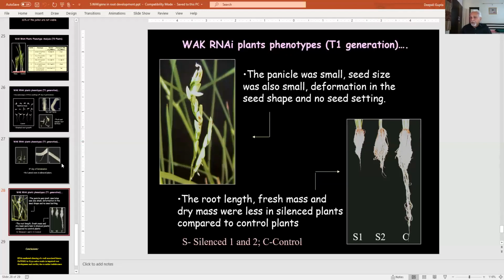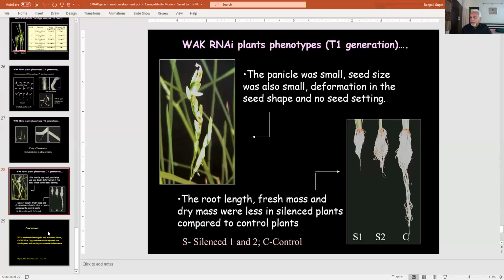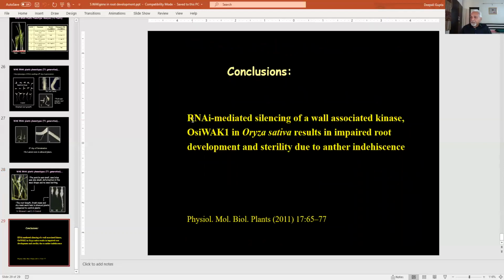So to conclude this part, RNAi mediated silencing of this gene resulted in impaired root development and sterility due to anther indehiscence. The plants were sterile because anthers were not able to dehisce. So the details of this work are in this paper. I think I have put it on the Google Classroom. If not, I will do that. So you can go through the finer details of this paper here.